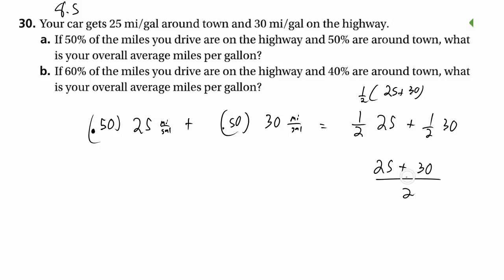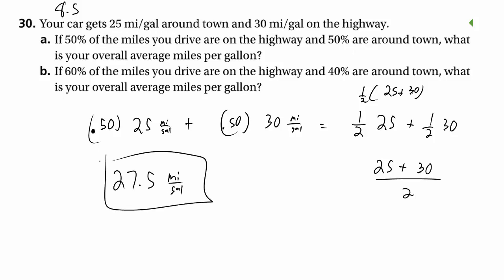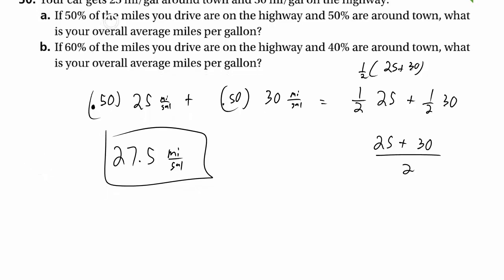But that makes sense intuitively that if you're going half and half, the average would be right in between, which I believe comes out to 27.5 miles per gallon. Now that's really easy, but it's not as useful because it's not as likely that you're going to be driving half and half on the highway as you are in the city. So let's look at a different weighted average.